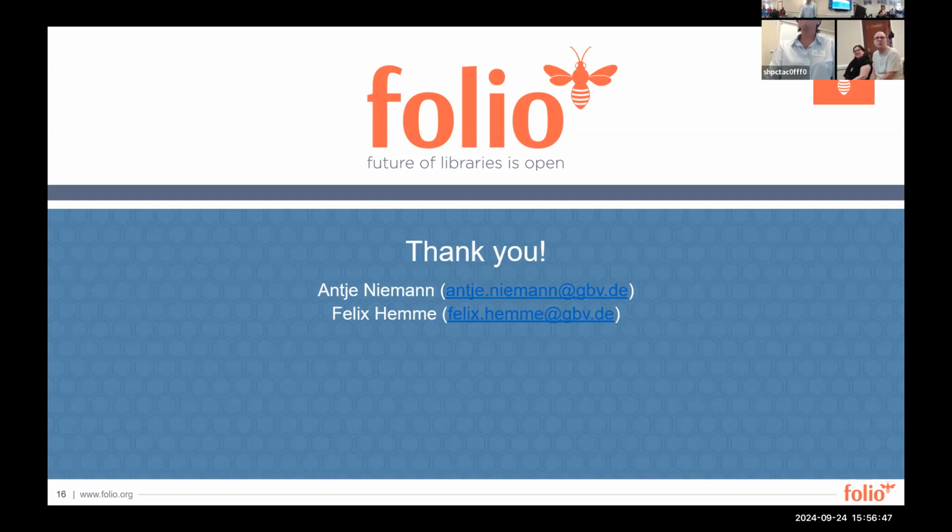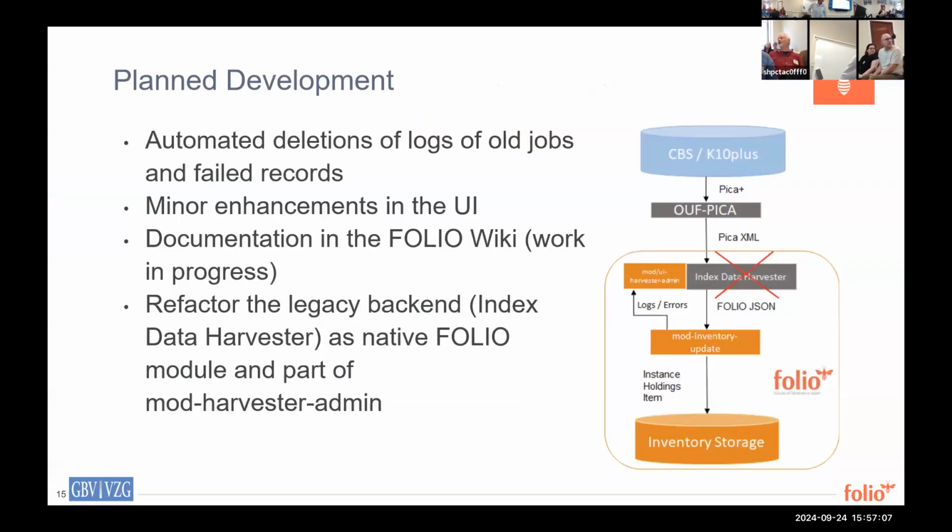But we started, together with our sysops and Index Data, and we think it's a good idea to refactor it. Modern Harvester Admin is a FOLIO app, and when we saw the user interface, it was talking to Modern Harvester Admin. But in its current implementation, it works by basically proxying messages through to the legacy harvester. That's what we want to change. So the equivalent functionality will happen right there in the new Modern Harvester Admin.